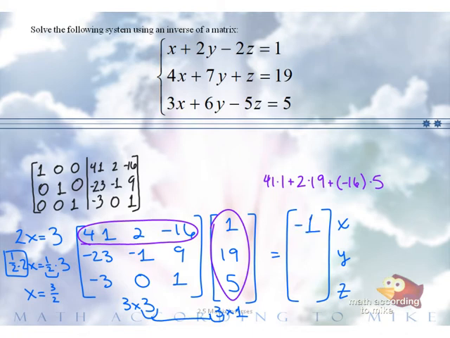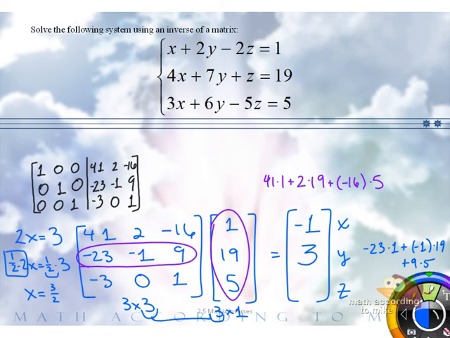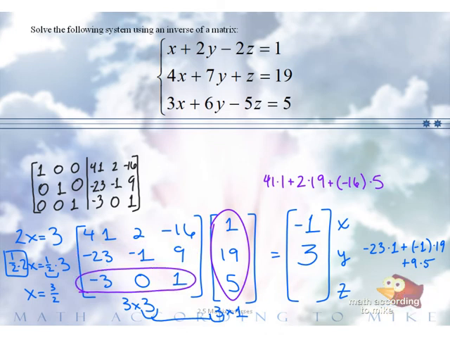Thanks. So what's the next one? Yep. So -23 times 1 plus -1 times 19 plus 9 times 5. I got 3. And then one more. So -3 times 1 plus 0 times 19, that's nice. Plus 1 times 5 is 2. So as an ordered triple, we get -1, 3, 2.